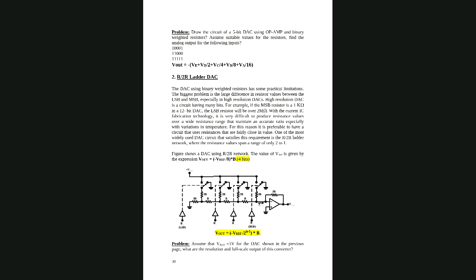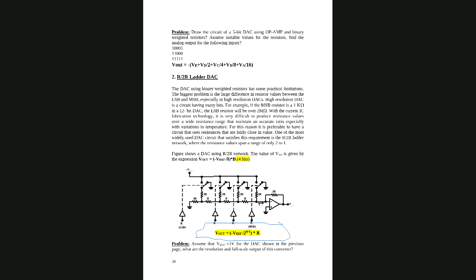What is important in this one? Very simple. What is the formula? The formula is important, everybody understand the formula. V out is equal to minus V reference divided by 2 to the power n minus 1, times binary input. This formula is very simple. The advantage is we have only two resistor values, R and 2R. If it is 1 kilo, 2 kilo, 2 kilo, 4 kilo.